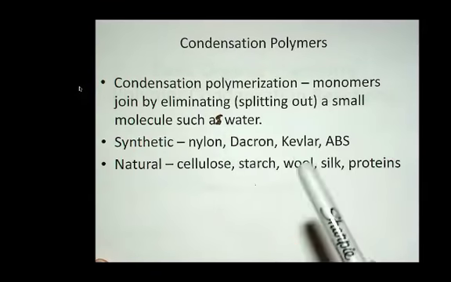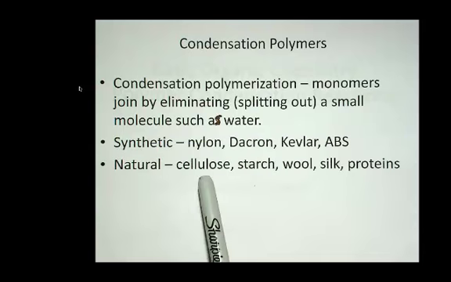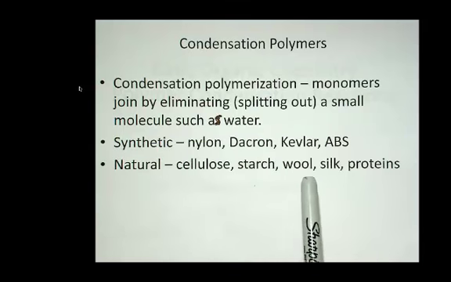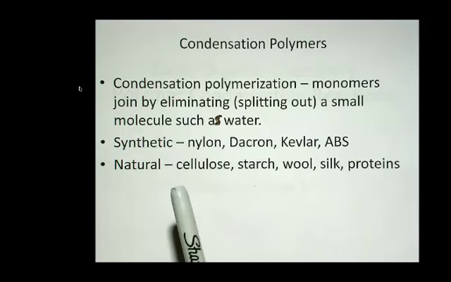Okay. There's synthetic and natural condensation polymers. We mentioned before, natural, for example, cellulose, starch, wool, silk, and proteins are all natural condensation polymers. Synthetic, nylon, Dacron, Kevlar. Kevlar is the synthetic material that's used in bulletproof vests, and then ABS.